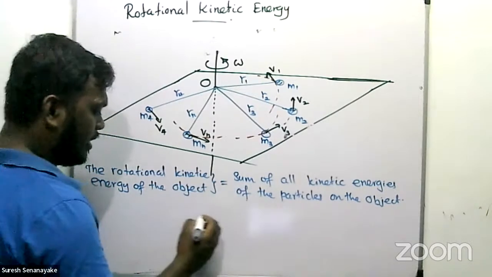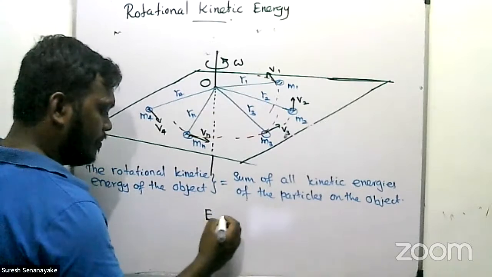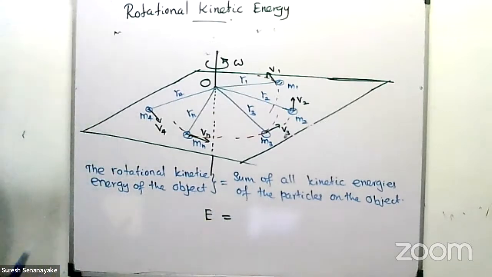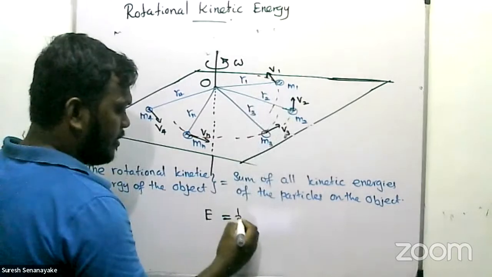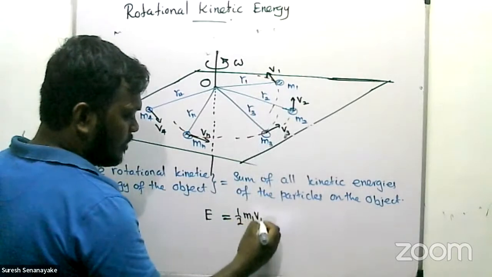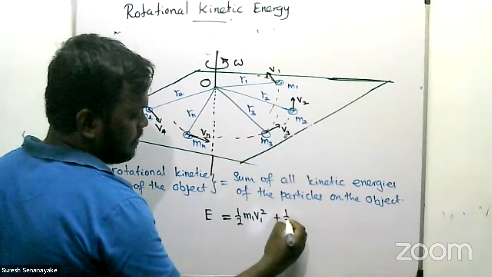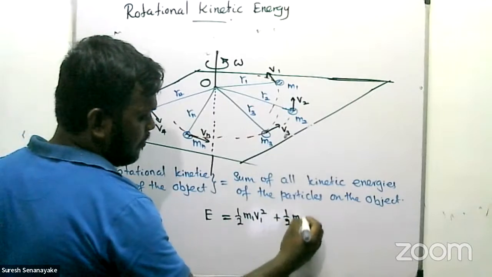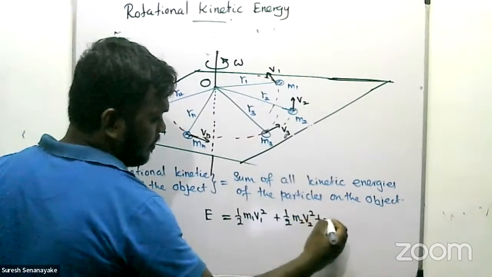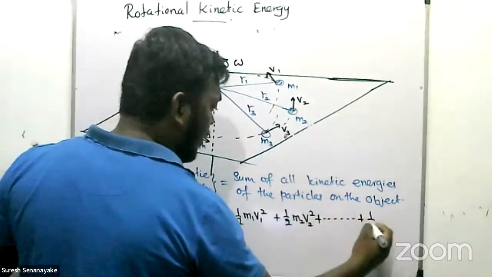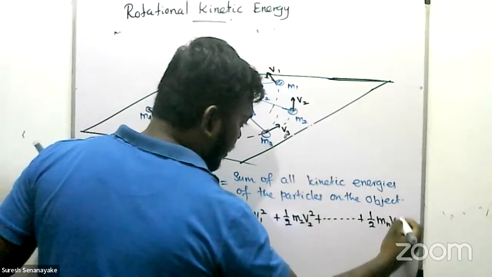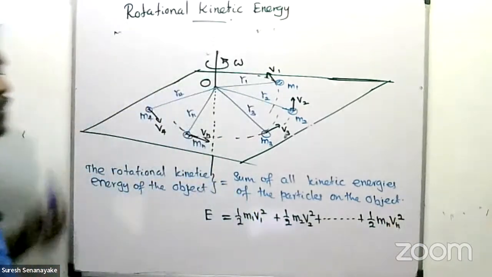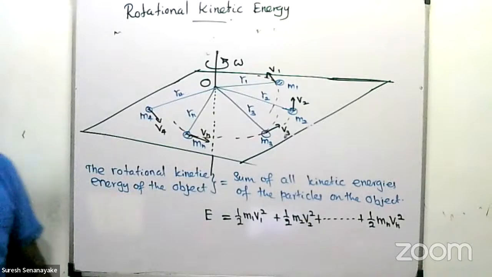So this rotational kinetic energy I'm writing is E. Later you can use E. For a single particle, the kinetic energy is half m1 v1 square plus half m2 v2 square, and so finally half mn vn square. It's the total rotational kinetic energy.